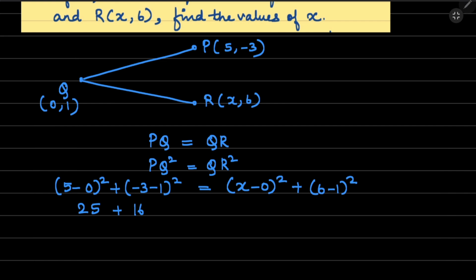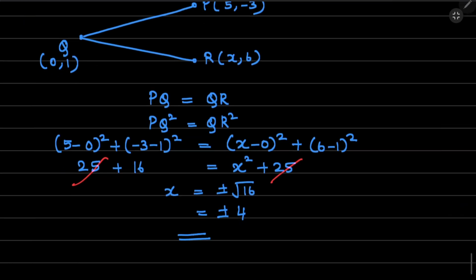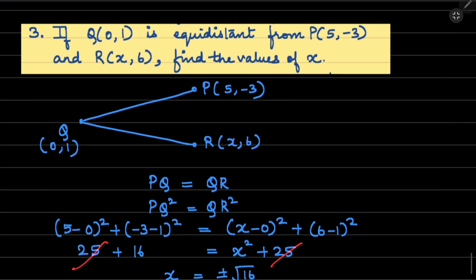So 25 plus 16 is equal to x squared plus (6 minus 1), that is 5 squared, which is 25. So again you have 25 getting cancelled, which means x is equal to plus or minus root of 16, which is nothing but plus or minus 4. So the values of x are plus or minus 4. It's very easy. Whenever you have equidistant-related questions, you just have to do it the same way. Let's see another question.